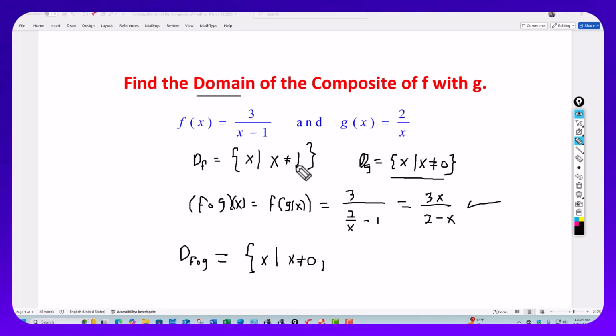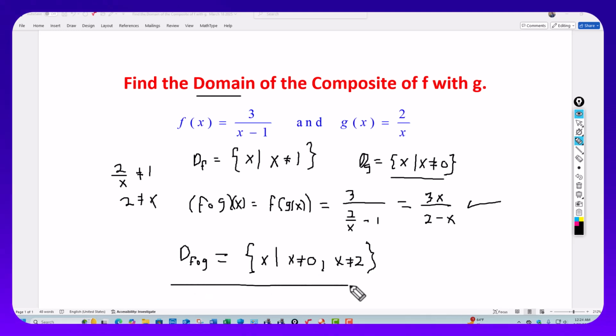x cannot be 0. And then we have to guarantee that g of x is in the domain of f. So that simply means that 2 over x, the domain of f is, again, everything except 1. So 2 over x is not equal to 1, because 1 is not in the domain of f. Multiply through by x here, we get 2 cannot be equal to x. So the other restriction is that x cannot be 2.